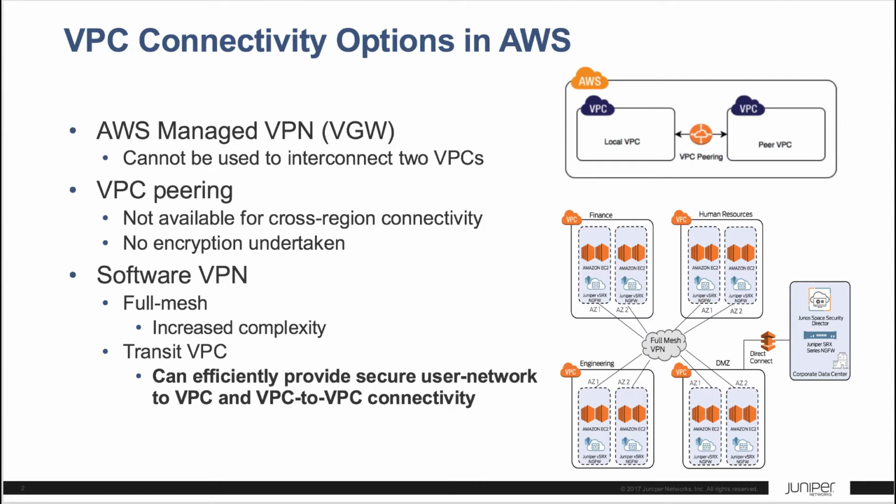Now let's talk about the Software VPN option. This option utilizes a software VPN appliance such as Juniper vSRX that runs on a single Amazon EC2 instance. It can be used to interconnect VPCs and connect VPCs back to the user's on-prem networks. This can be achieved with a full mesh design with added routing complexities, or it can be achieved with a simple hub-and-spoke topology called Transit VPC.